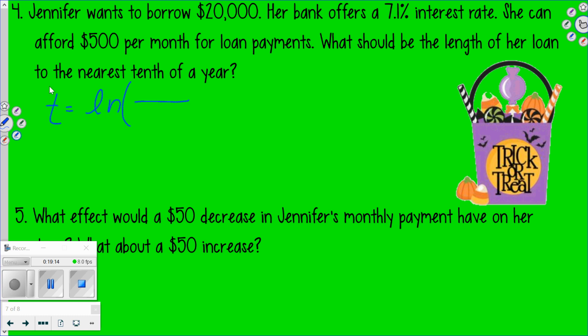We use this formula actually for quite a bit. The formulas for this chapter get used a lot in other chapters.